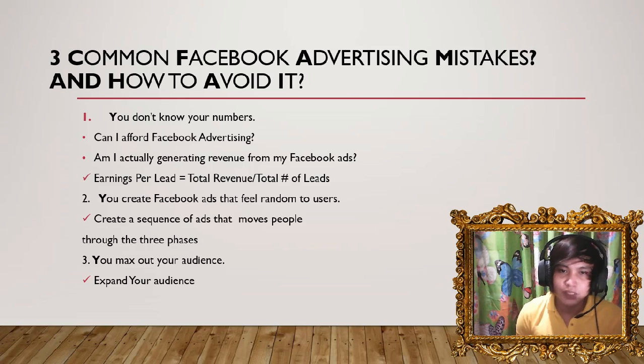you create Facebook ads that feel random to users. So instead of using random ads, you create a sequence that moves people. We have the three phases: connect, commit, and close. Connect is the first in the sequence, the second is commit, and the third is close. So you have to create a sequence that moves people.